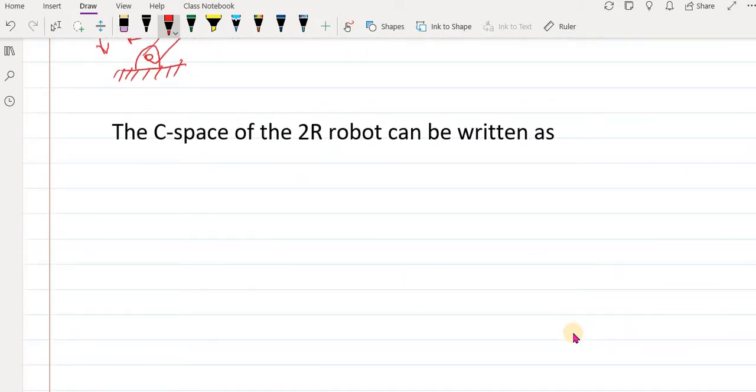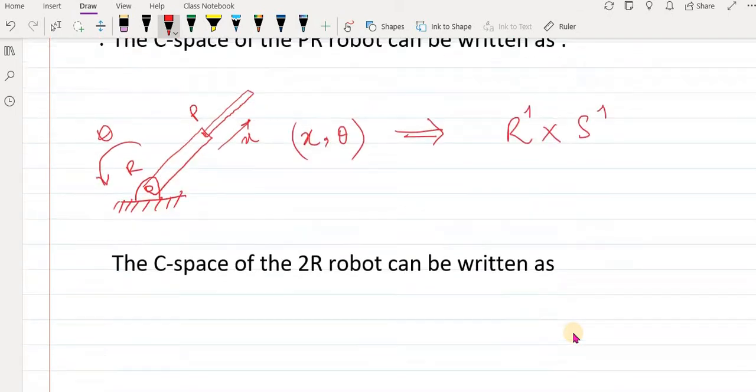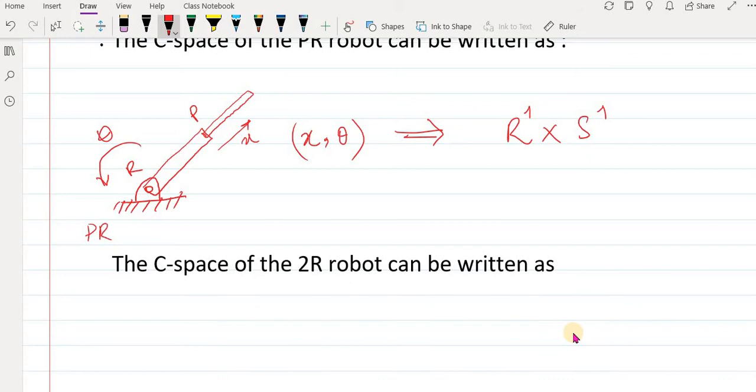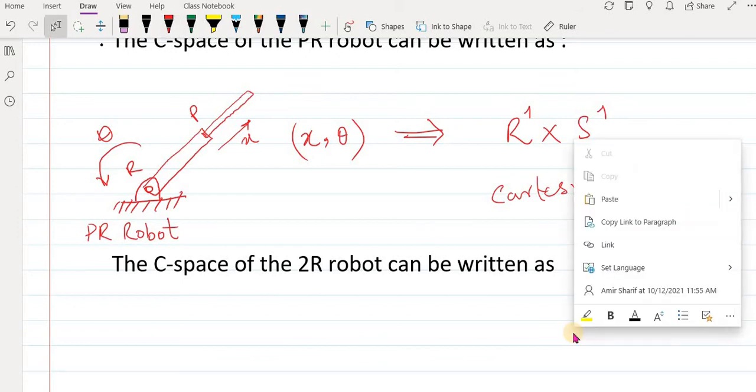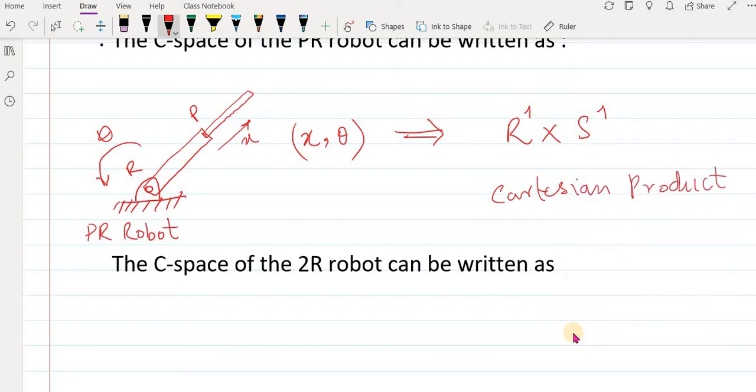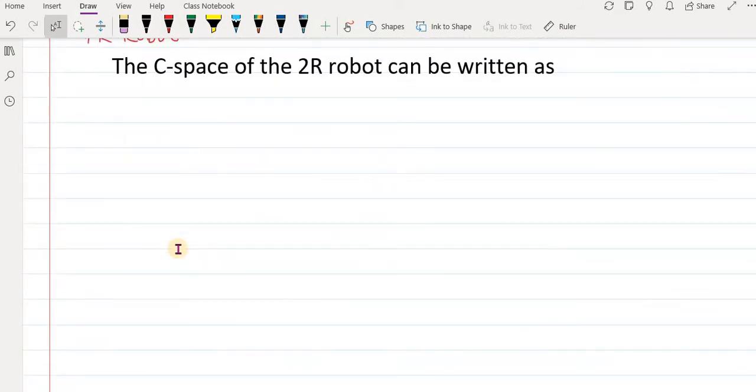So now let's see how we can represent a 2R robot as a Cartesian product. So for a 2R robot, let's say PR robot, and here we have C space as a Cartesian product. So now we shall do the same for our 2R robot.